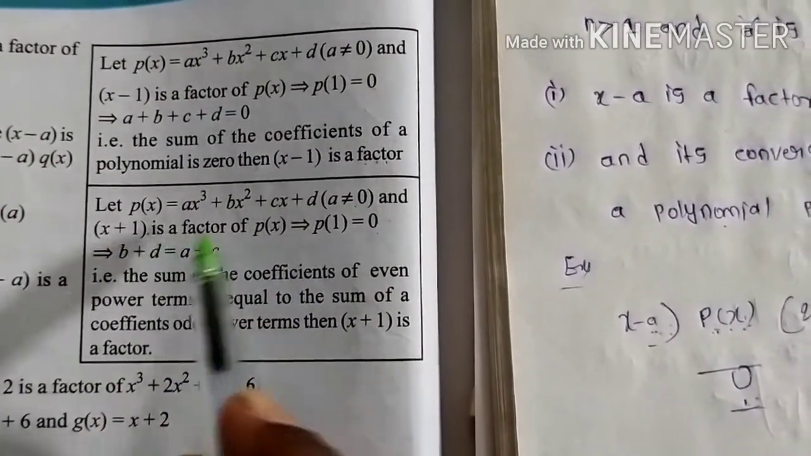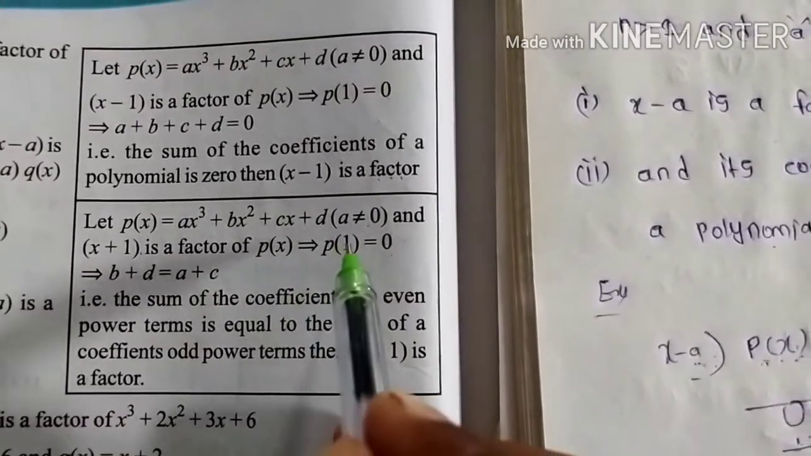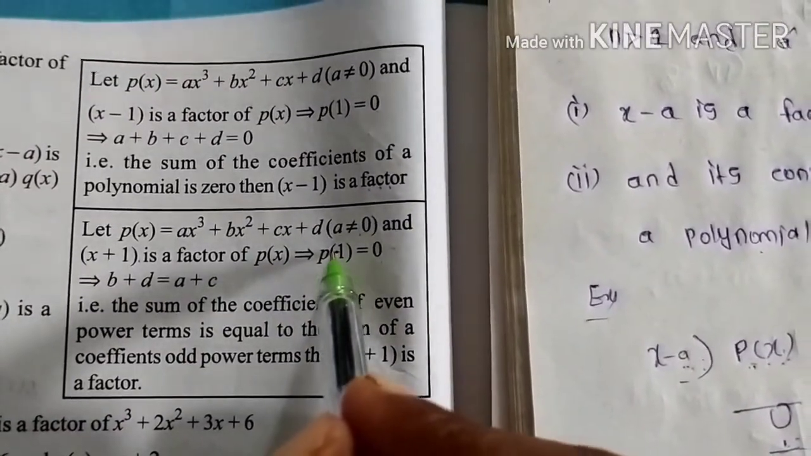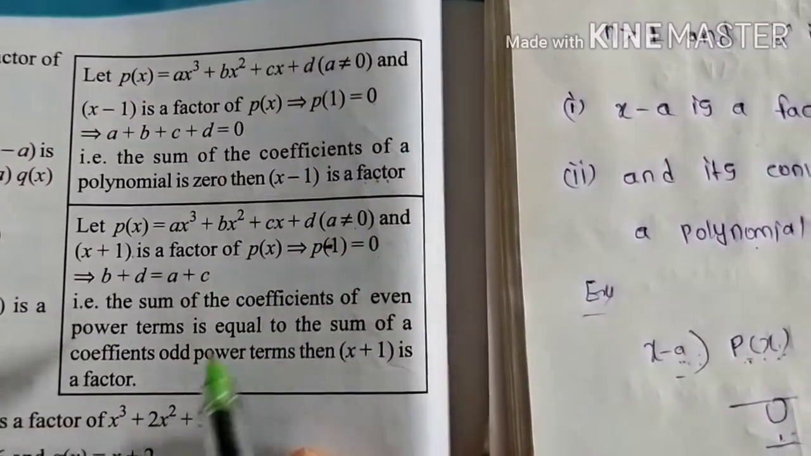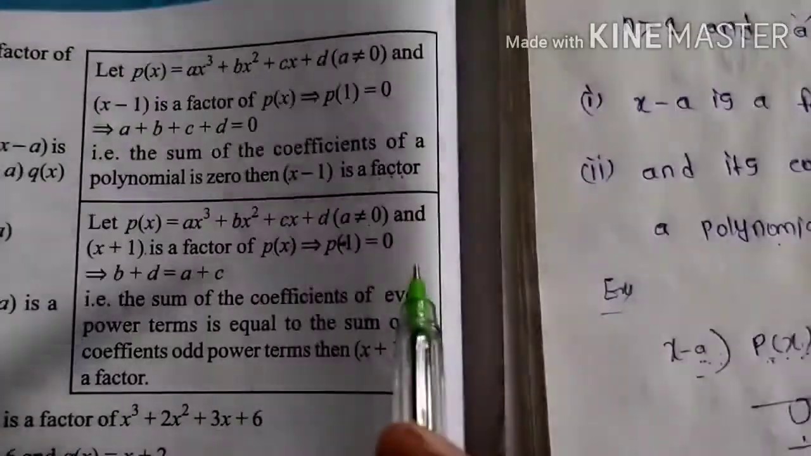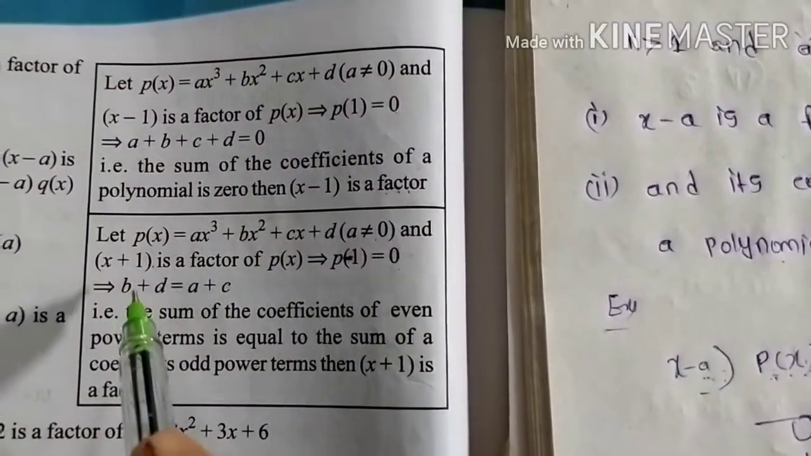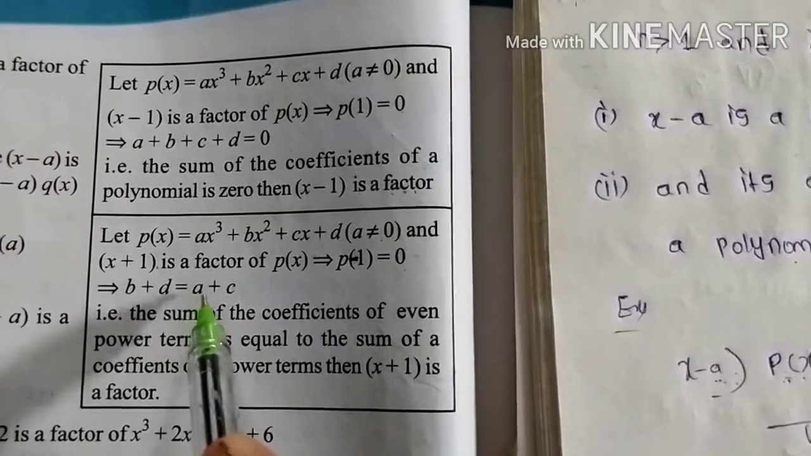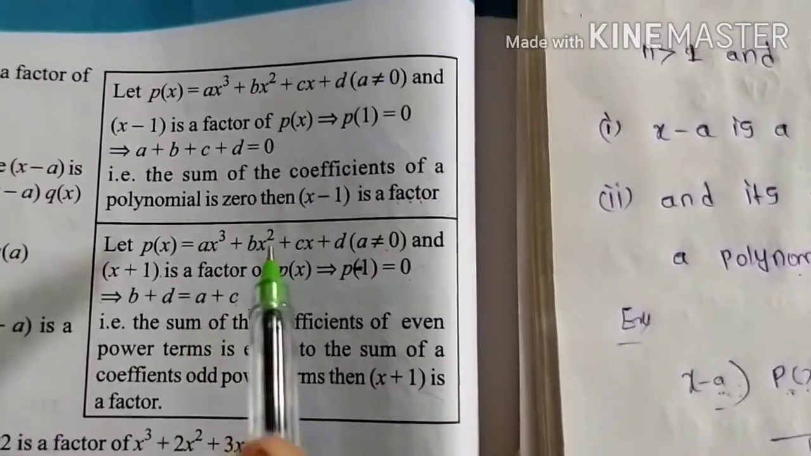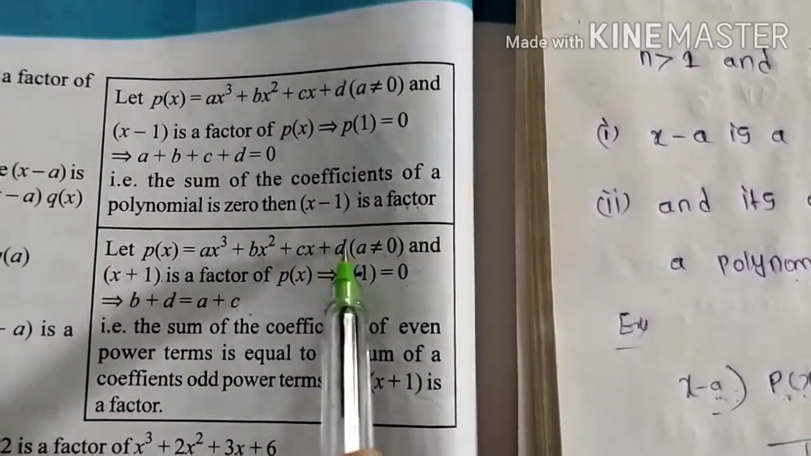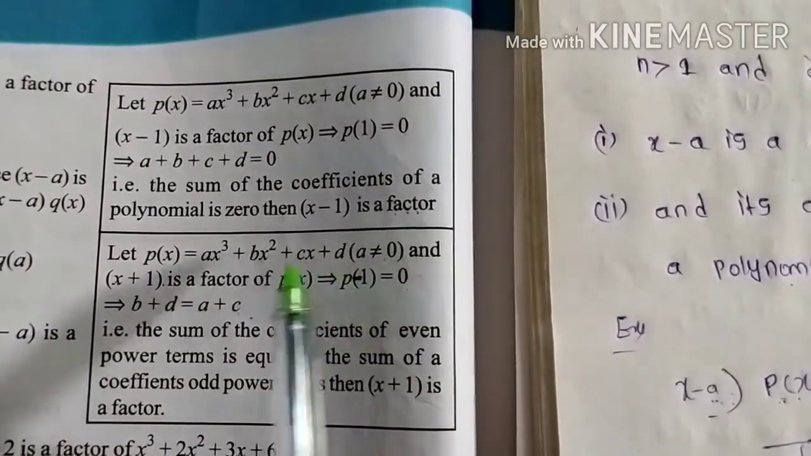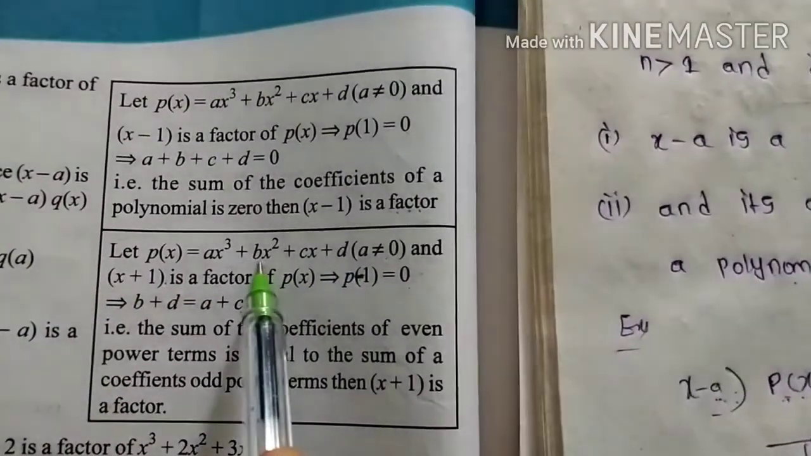That means, what is the 0 of x plus 1? It is minus 1, and that means you need to write p of minus 1 is equal to 0. That means b plus d is equal to a plus c. See, b plus d, both are the even coefficients.